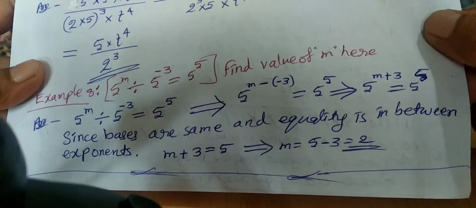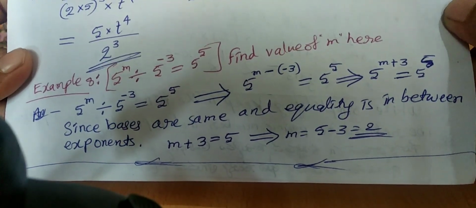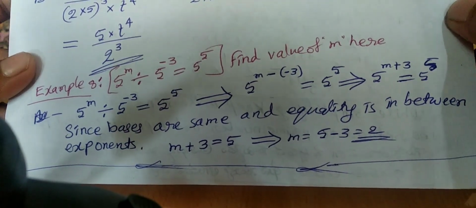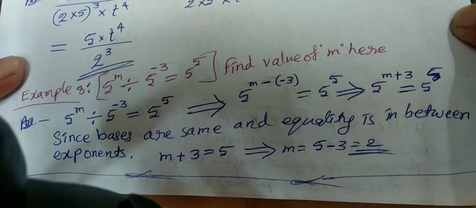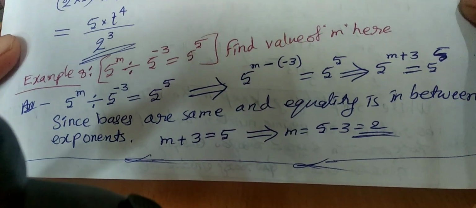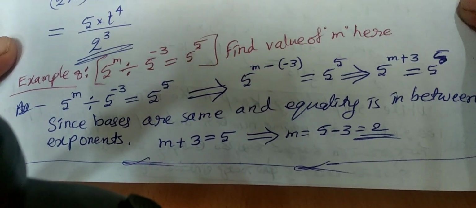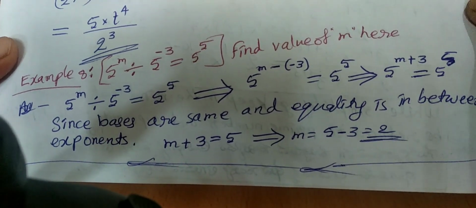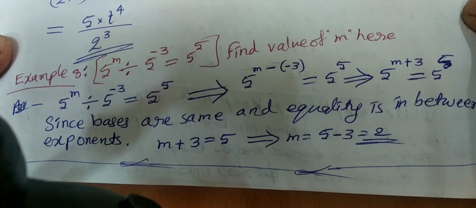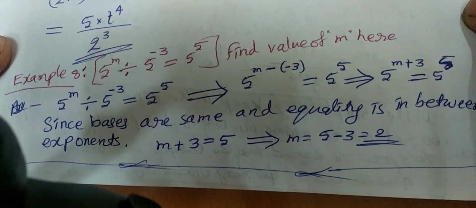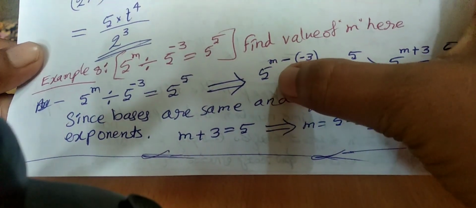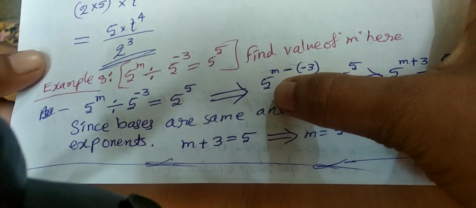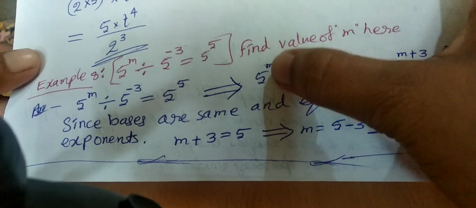And the last problem we will say, example 8. 5 to the power m divided by 5 to the power minus 3 is equal to 5 to the power 5 is given. Find the value of m here. 5 to the power m divided by 5 to the power minus 3 implies a to the power m divided by a to the power n, so a to the power m minus n we have to take.